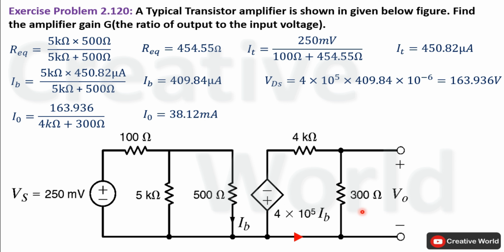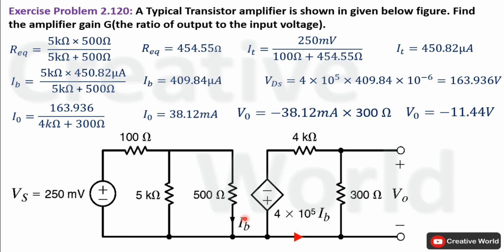Now we can calculate voltage V0 using Ohm's law because current through this 300 ohm resistance is known. So voltage V0 will be the product of current through it, that is 38.12 milliampere, and the value of resistance, 300 ohm. Here a minus sign is taken because current is entering from the negative terminal of output voltage. So the value of output voltage will be minus 11.44 volt. We have successfully calculated the output voltage of this amplifier network.